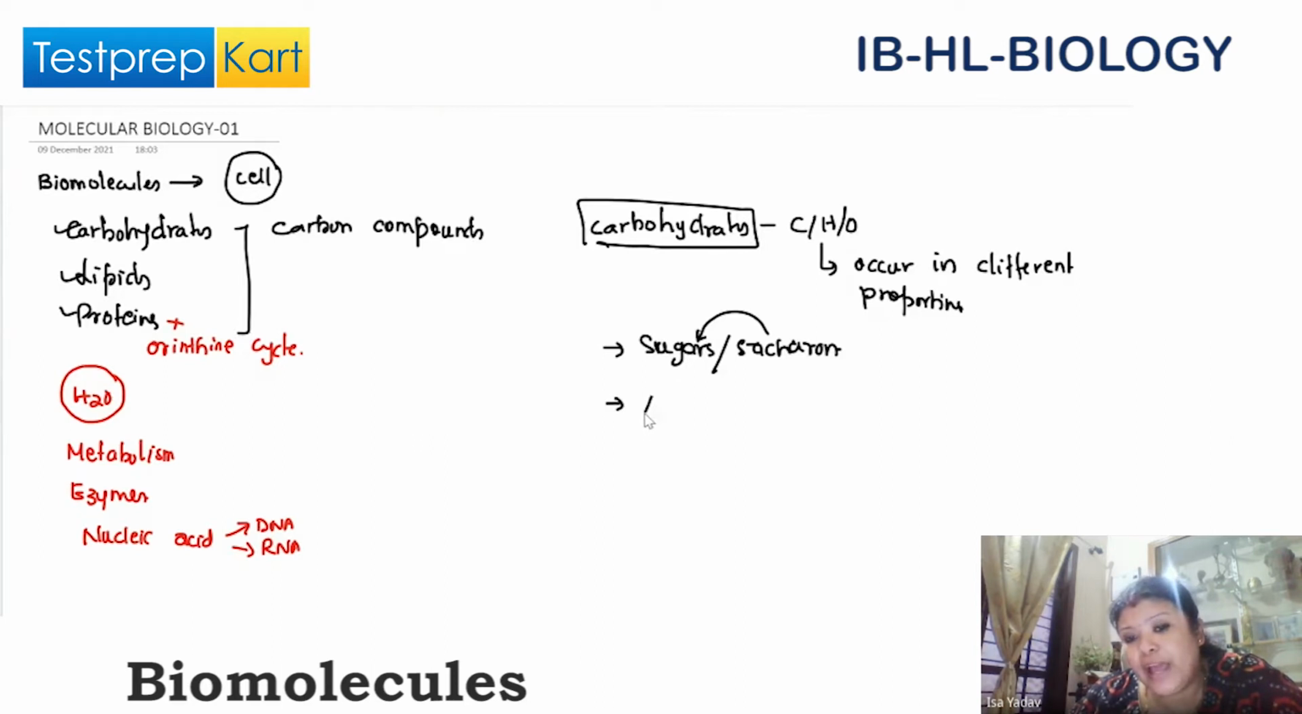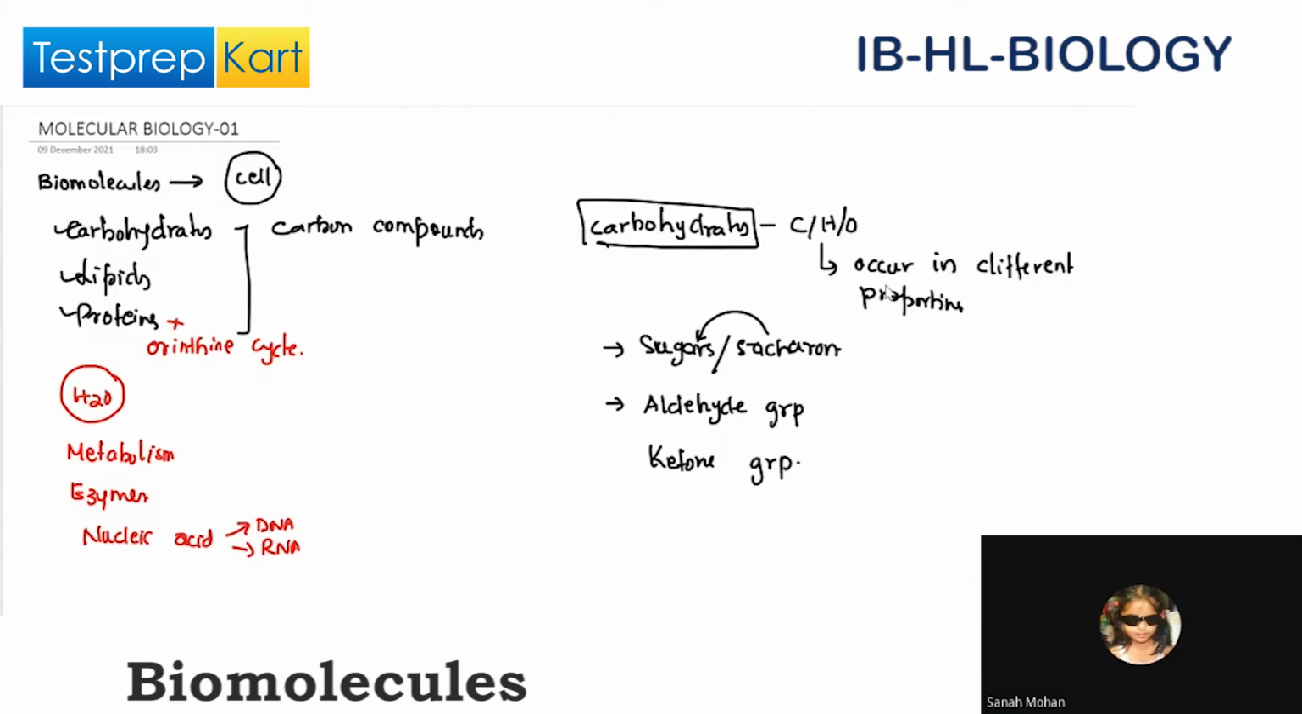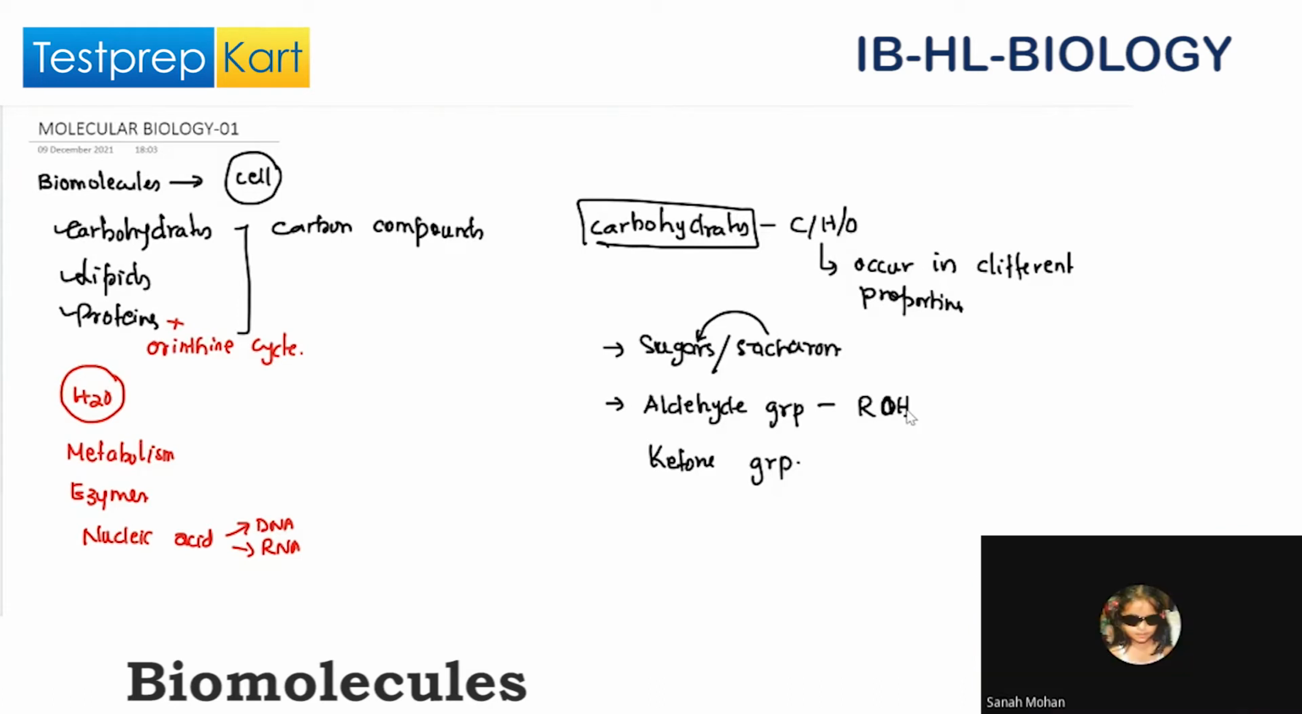Carbohydrates will have an aldehyde group or a ketone group. This will be present in the carbohydrate. So the aldehyde group will be RCHO, and then we have the ketone group, the ketone functional group.